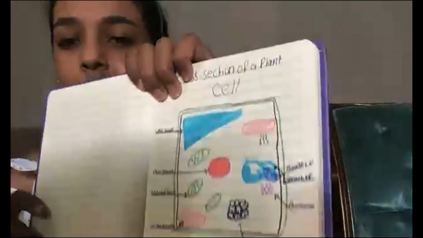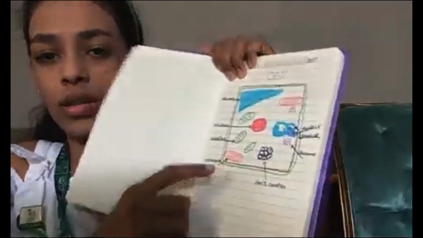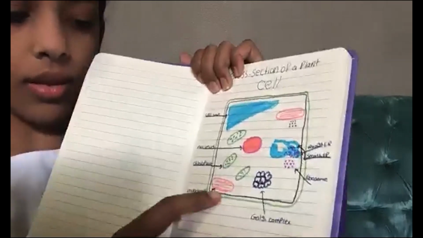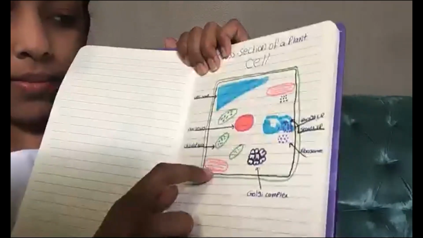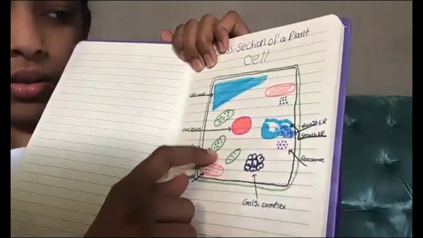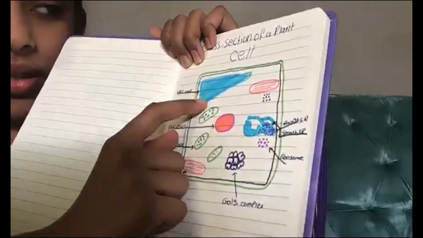Oh, mashallah, you colored it. Great, show me what is what. This is the mitochondria. And this is the chloroplast. And this one is the nucleus. Great. This is the cell wall.